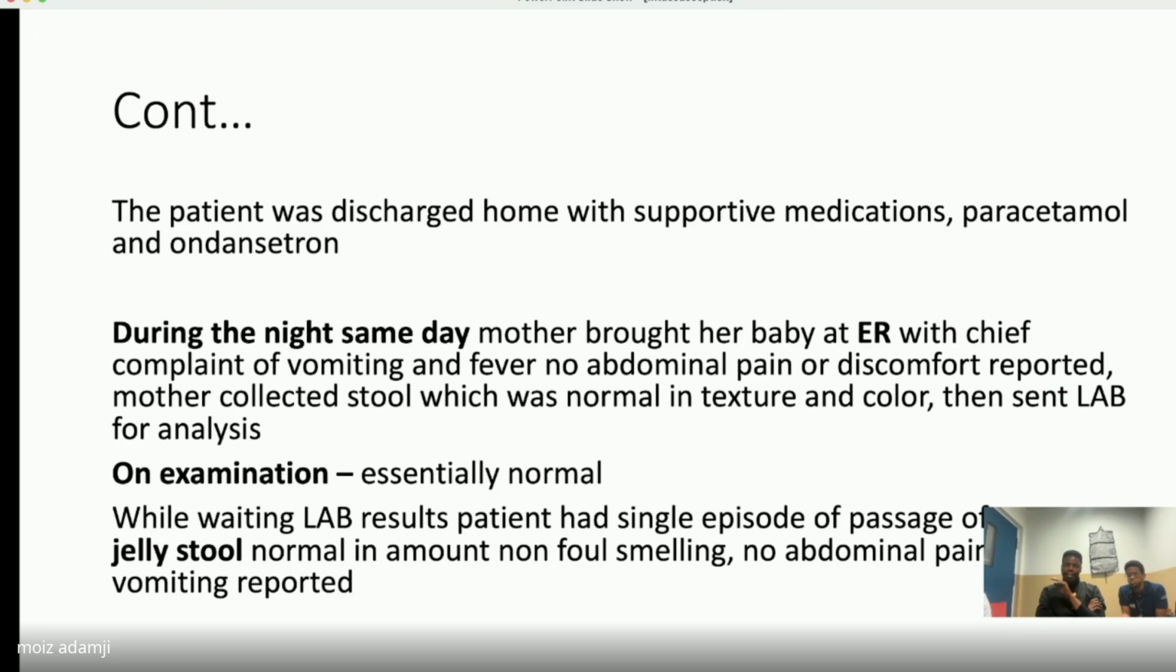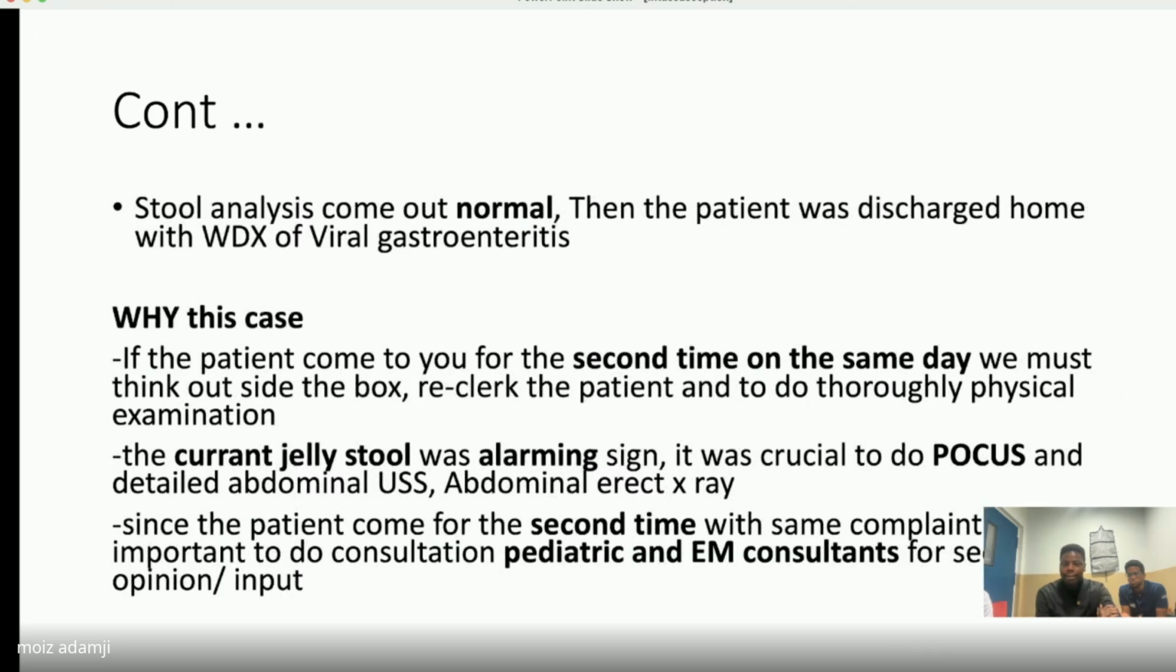So on examination that night, it was essentially normal. There was nothing significant recorded. While waiting for the lab results, the patient had one episode of currant jelly stool, which was normal in amount, non-foul smelling, with no abdominal pain and no vomiting reported. So the stool analysis results came out normal. Then the patient was discharged home with a working diagnosis of viral gastroenteritis.